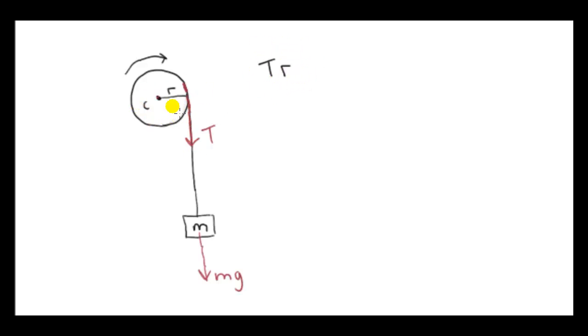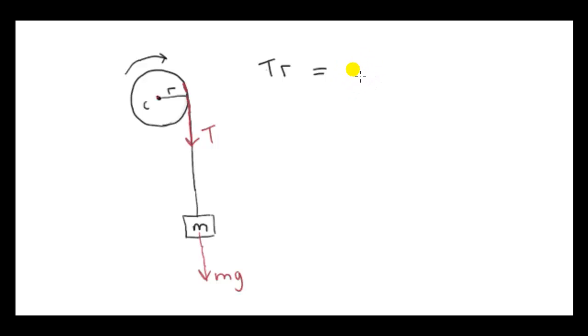Gravity has no torque on this disk. Well, you could say there's a torque due to gravity on this side of the disk. That's true. There is a torque about this point, but that's counterbalanced by an equal but opposite torque due to gravity on the other side of the center of mass. So the only external torque is due to the force T, and its magnitude is T times R. So just like we saw in the previous.